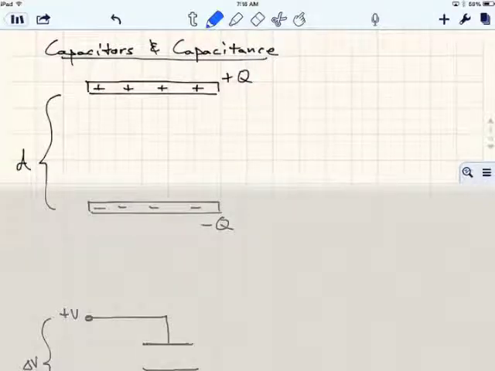Hi class, today's lesson is on capacitors and a quantity called capacitance. A capacitor is a device that stores charge and essentially it stores electrical energy for later use. It's the earliest form of a battery that was developed.